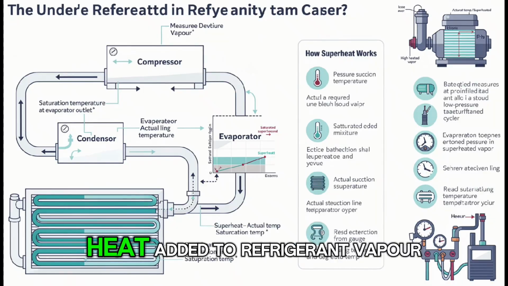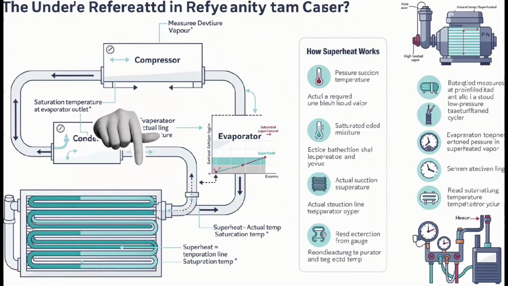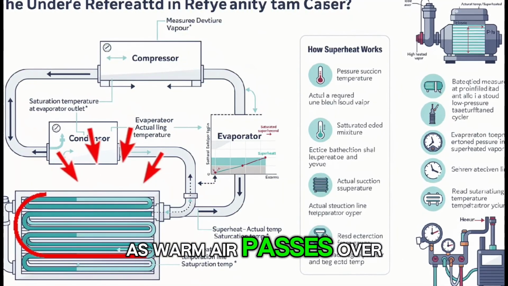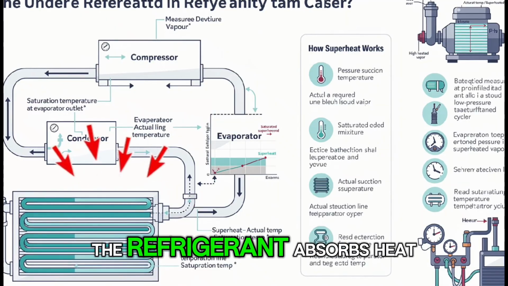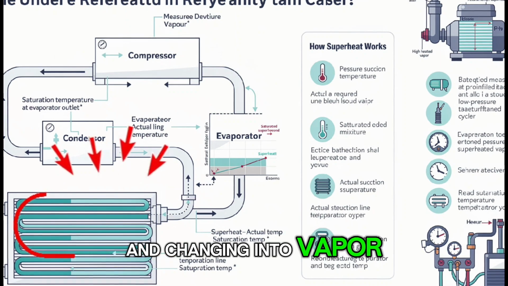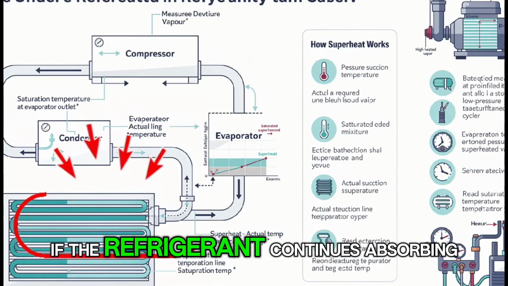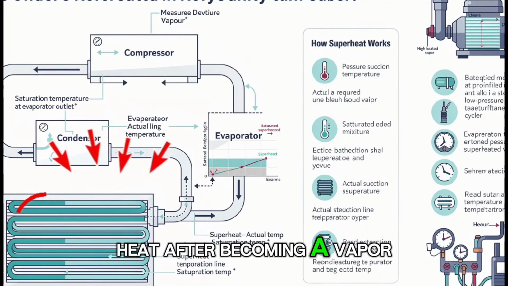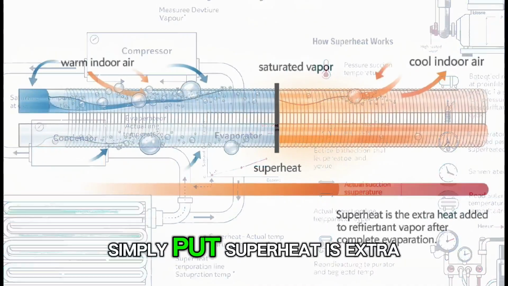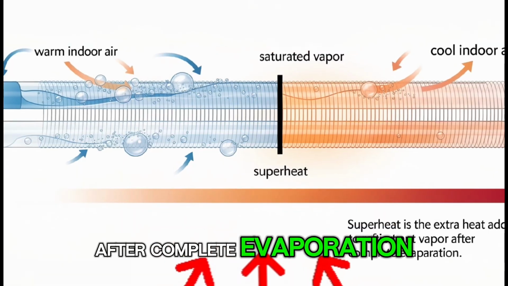Superheat is the amount of heat added to refrigerant vapor after all the liquid refrigerant has completely evaporated. Let's imagine refrigerant inside the evaporator coil. As warm air passes over the evaporator coil, the refrigerant absorbs heat. The liquid refrigerant starts boiling and changing into vapor. At a certain point, all liquid refrigerant becomes vapor. If the refrigerant continues absorbing heat after becoming a vapor, that extra temperature increase is called superheat. Simply put, superheat is extra heat added to refrigerant vapor after complete evaporation.